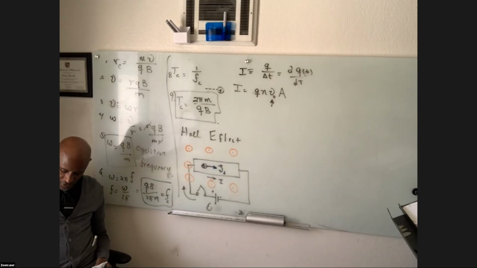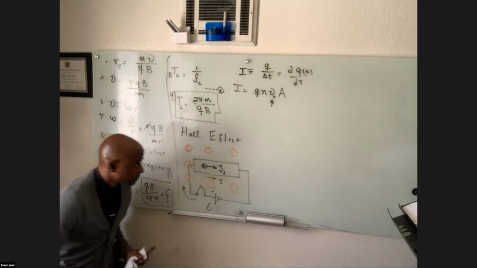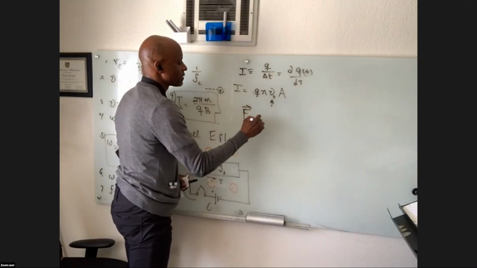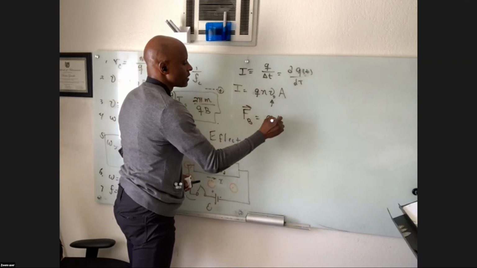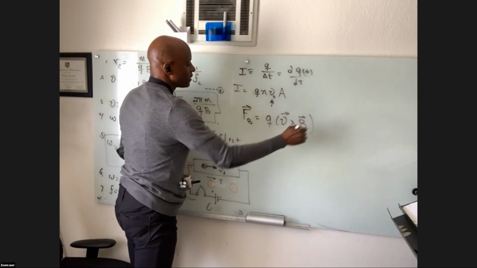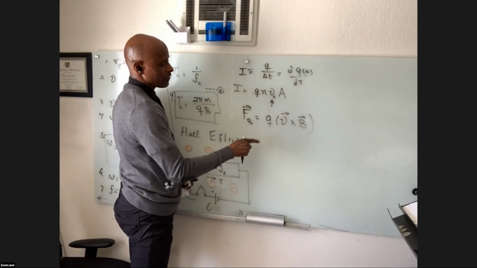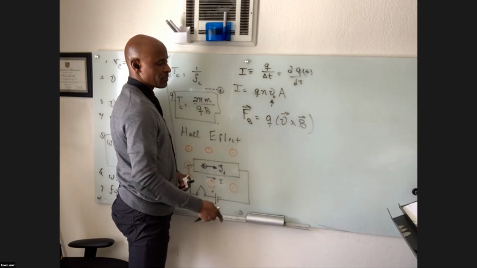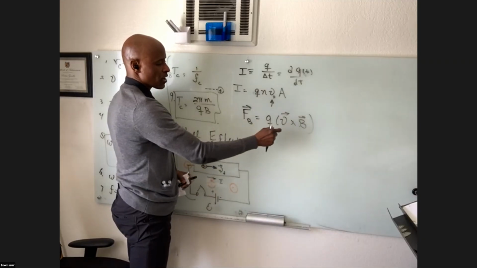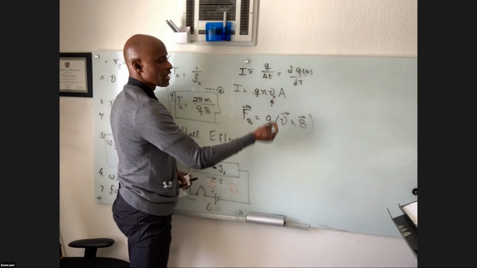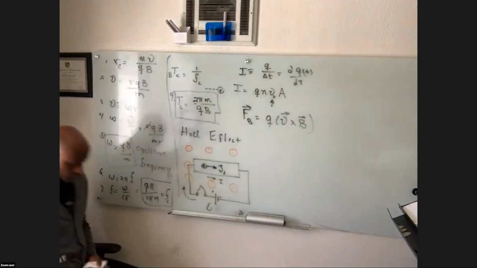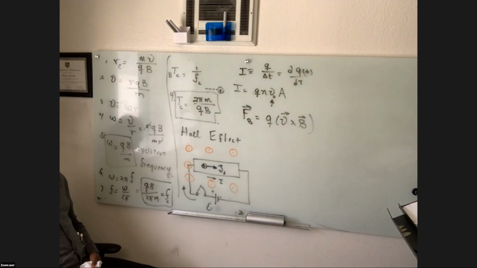A magnetic force is defined as a charge with a velocity in a magnetic field. So if a charge has a velocity in a magnetic field, there will be a magnetic force, and that will be equal to the charge times the cross product of the velocity of the charge and the magnitude of the external field. Here I have all the ingredients.